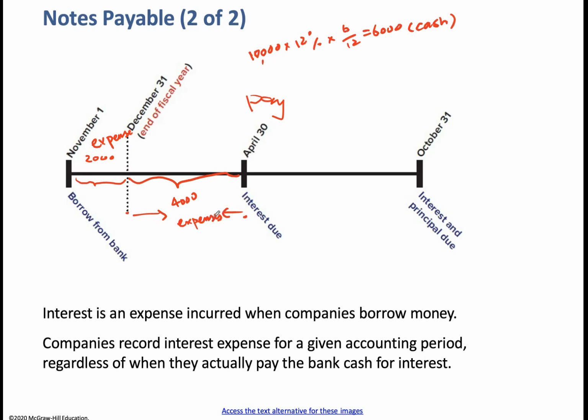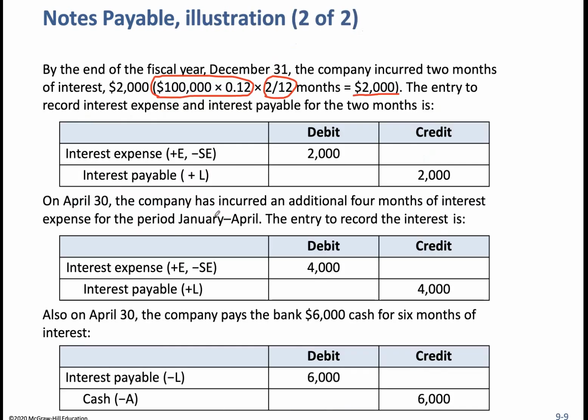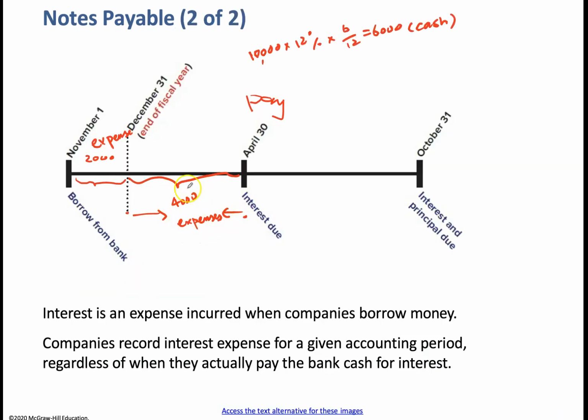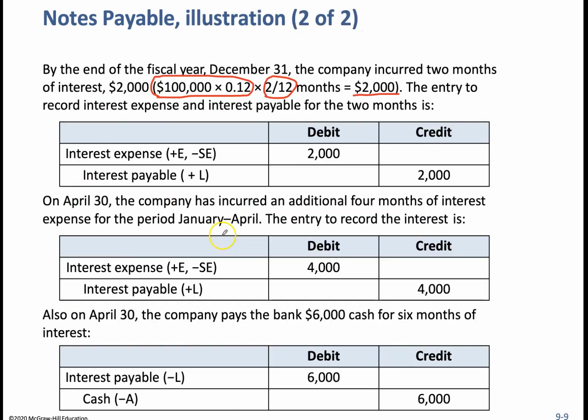Okay, and then if you look at the entry, it would show that the company would accrue another $4,000 interest expense. As I mentioned, there's only $4,000 interest expense from December 31st to April 30th. So $4,000 interest expense and another $4,000 interest payable.